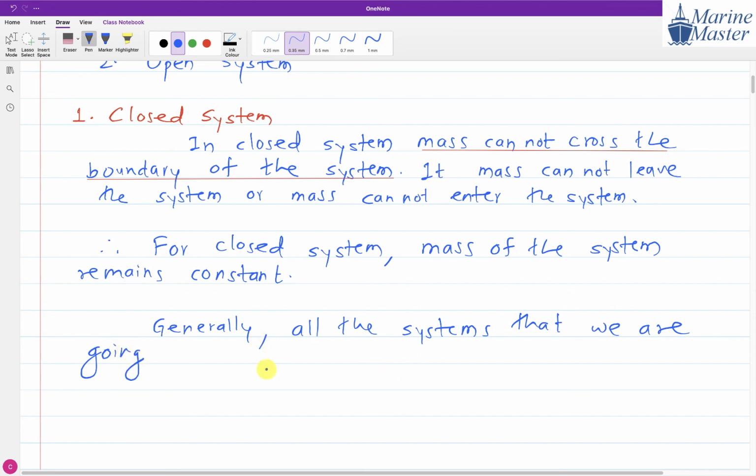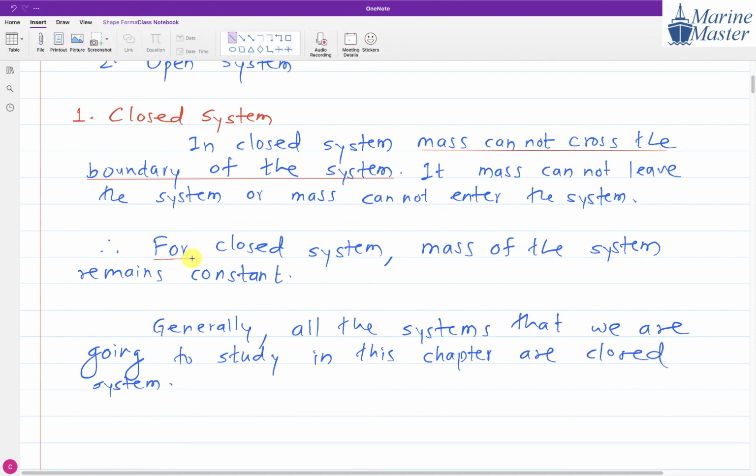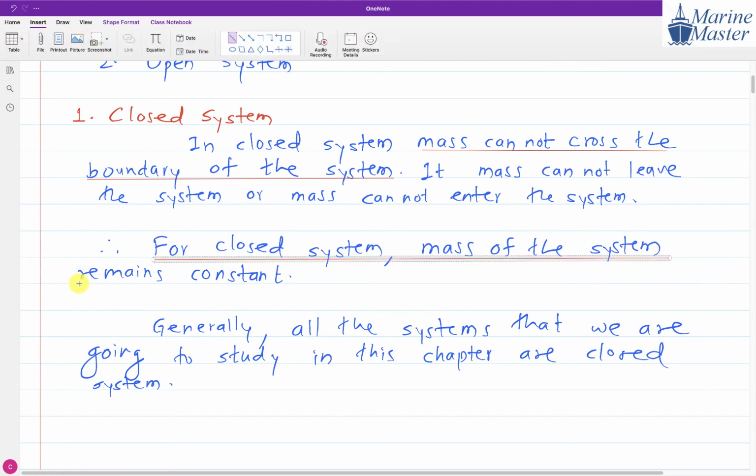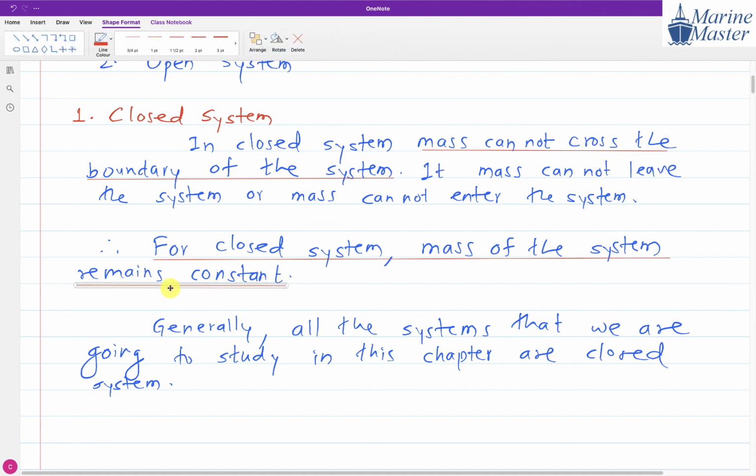generally all the systems that we are going to study in this chapter are closed systems. It means the mass of the system is going to remain constant here. See the scenario. In closed system, the important point is that the mass of the system remains constant. Okay, so please write down this discussion.